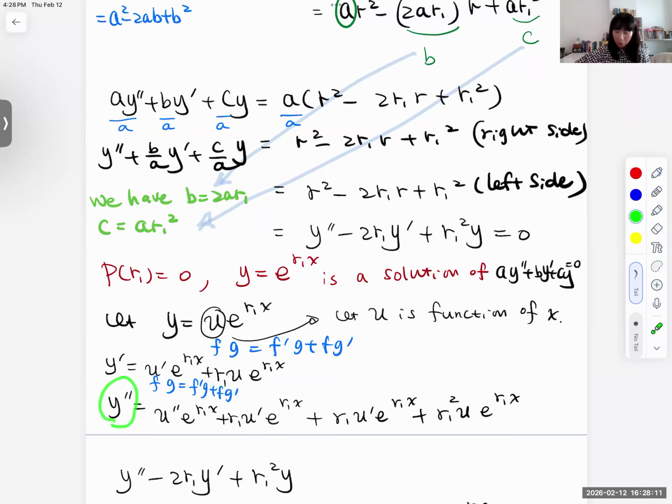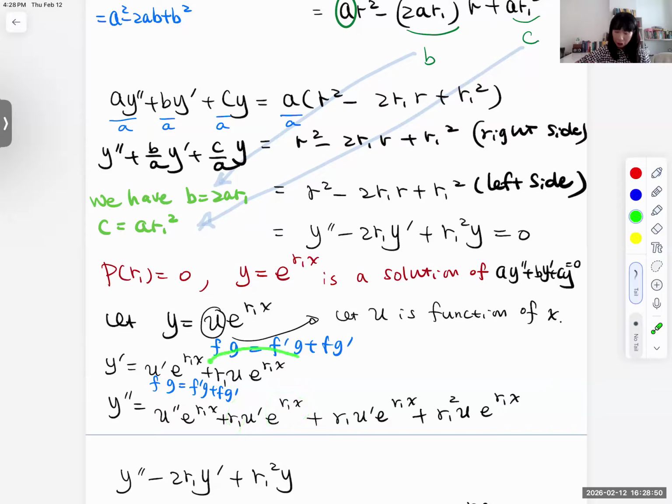Okay, y second prime. From y prime, we are also using the product rule again. So f prime, keep the second one, plus f, which is u prime, and then g prime, which is e to the r sub 1 x times r sub 1. Okay, we finished that.